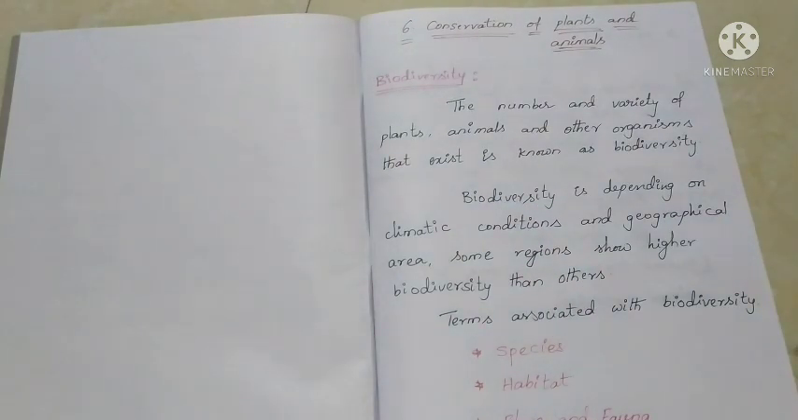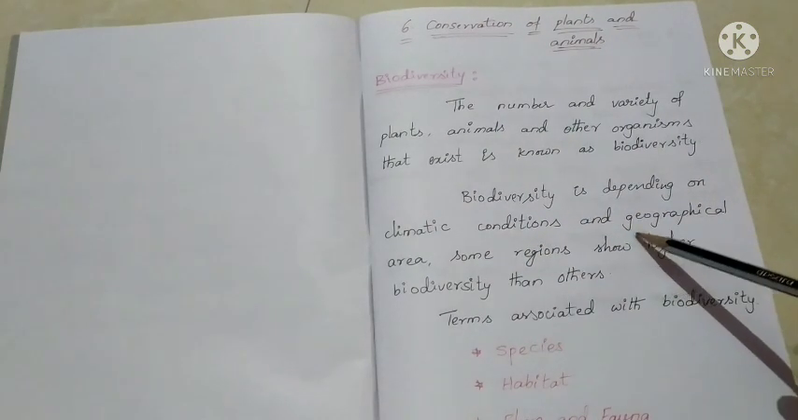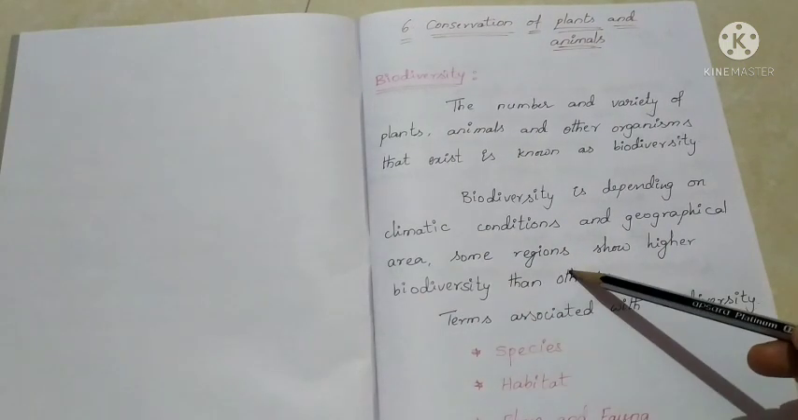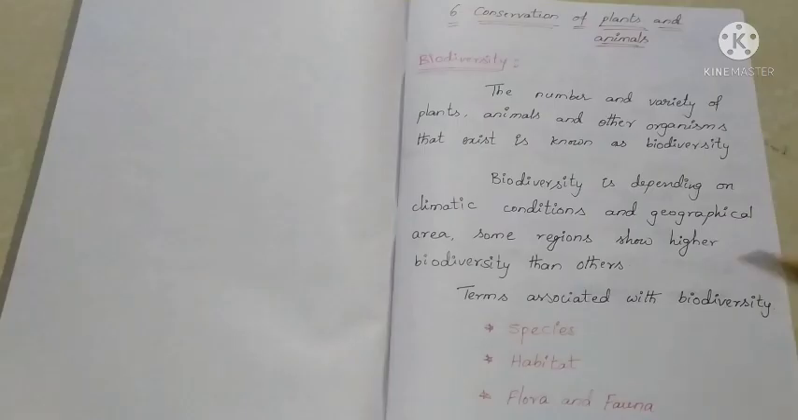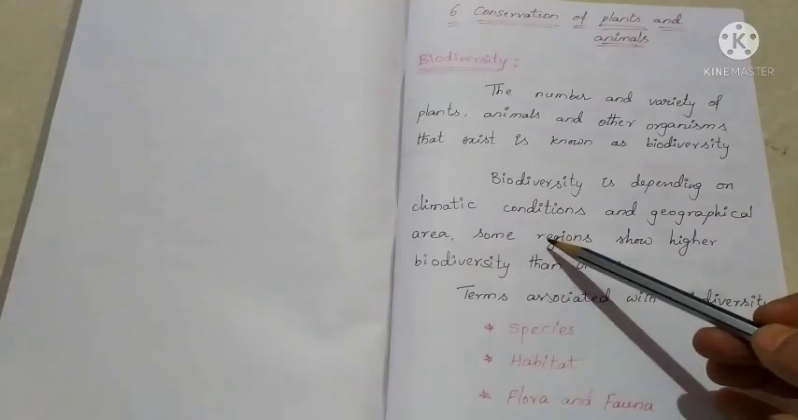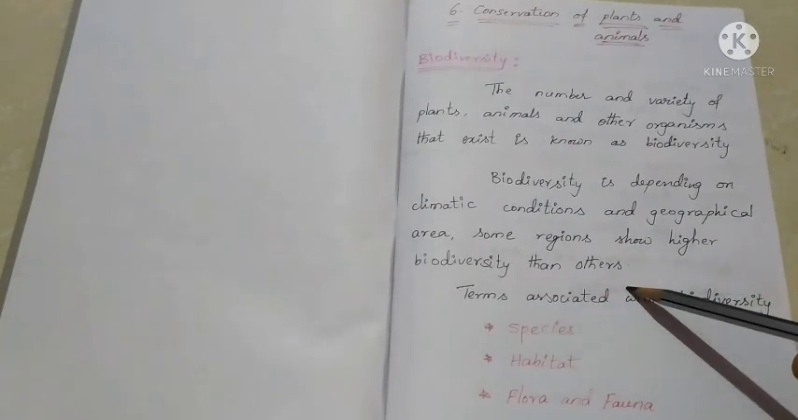If in a particular place there is a number or variety of plants and animals living, that is called biodiversity. Okay, and biodiversity depends on climatic conditions and geographical area. Some regions show higher biodiversity than others.